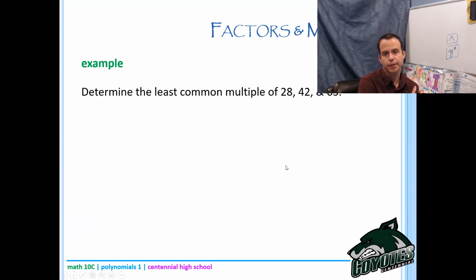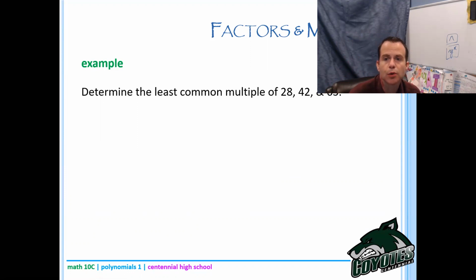So this question says, determine the least common multiple of 28, 42, and 63. Again, I'm going to show you 3 different ways. The first 2 are algebraic ways, so they're ways that you could show me your work. And then the last one will just be how to check it on your graphing calculator.